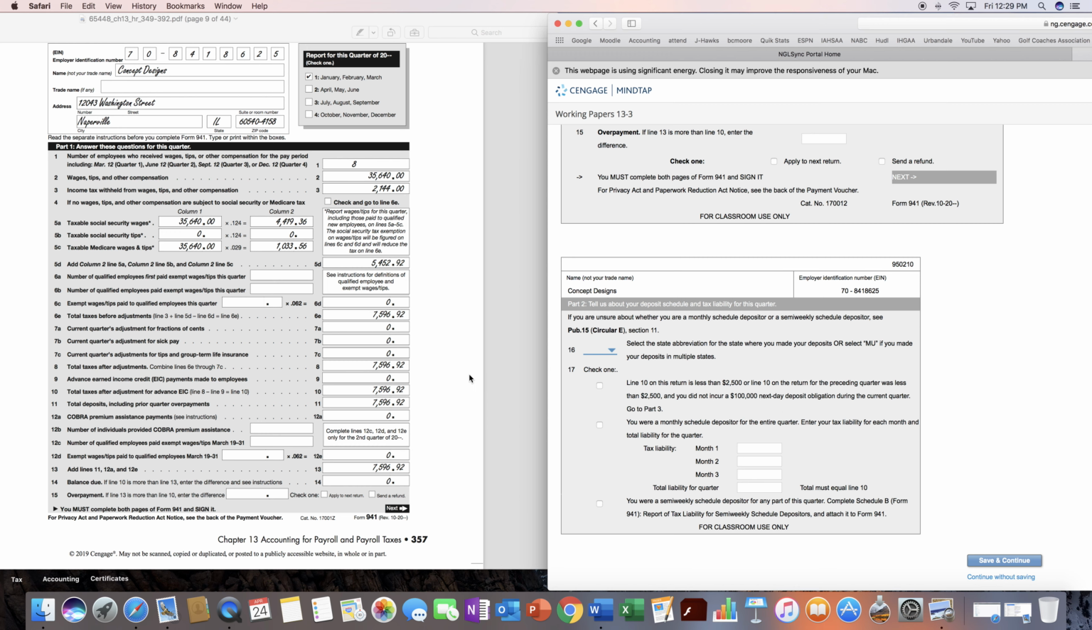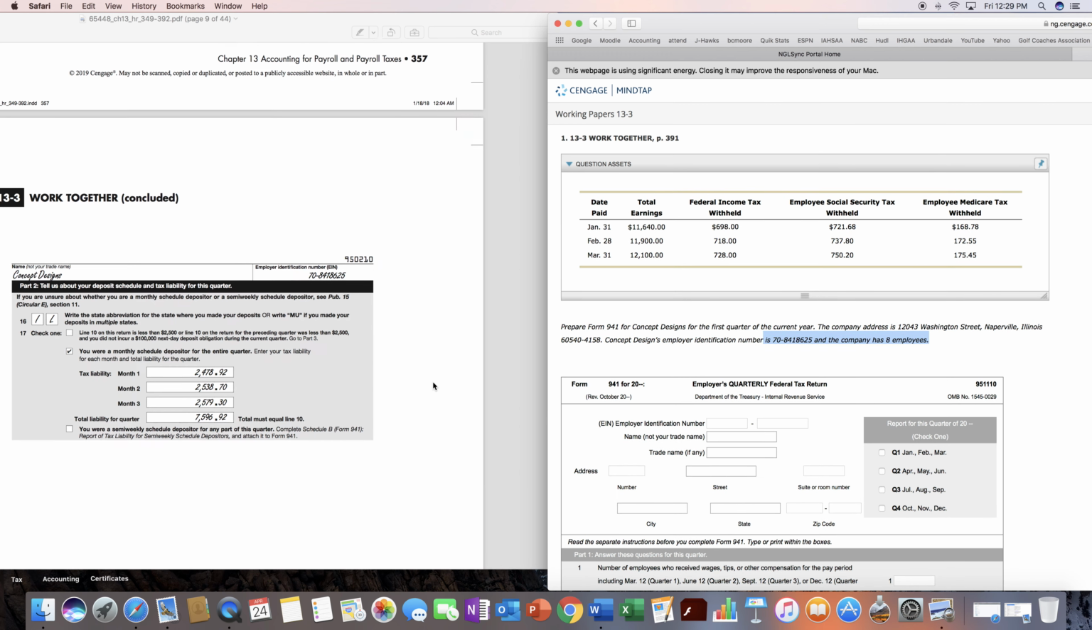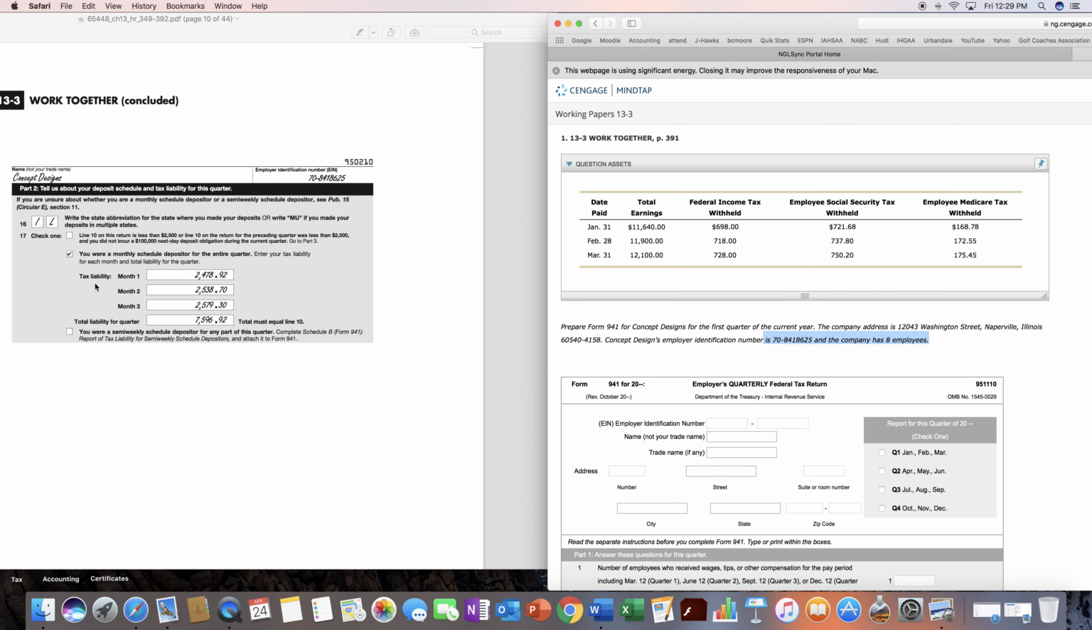Then we're going down to this form. I'm going to keep my information up. How do we go about getting the tax for month 1, 2, and 3? So now we've got to be thinking month. Again, you'll put Illinois as our state. Yes, we're a monthly scheduled depositor because of the amount of money we make. So we have this tax liability. Well, how do we come up with this number?